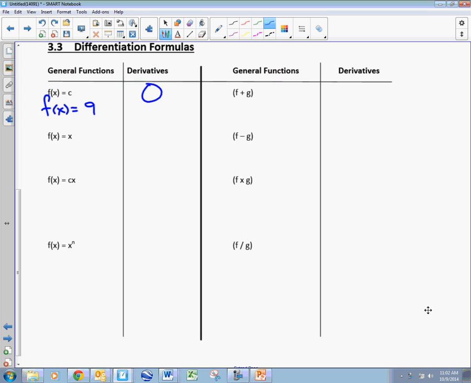F of x equals x. What's the slope of x? 1. So the derivative is 1. Suppose you had f of x is equal to 4x. What's the slope of 4x? 4. So it would be c.